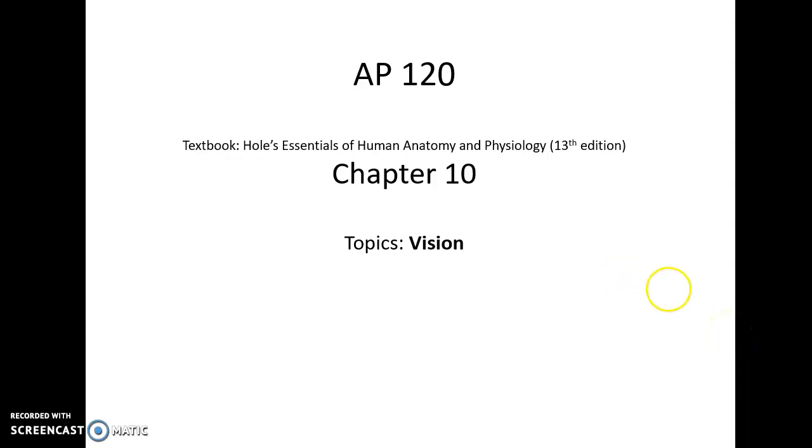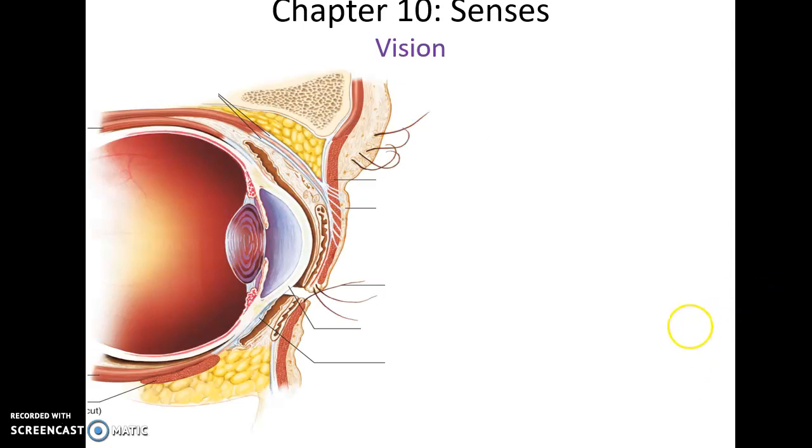AP 120, Chapter 10, Topics: Vision. So we are now moving on to vision, which, as we know, is localized to the eye.